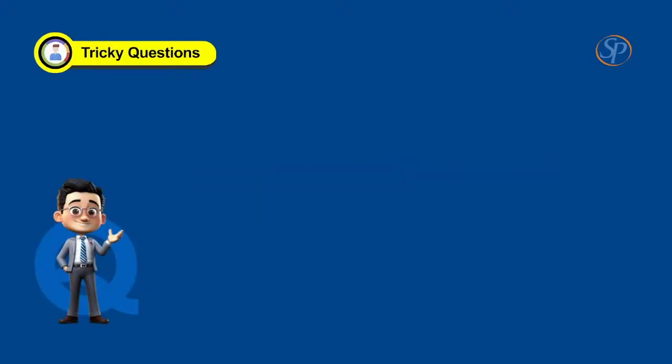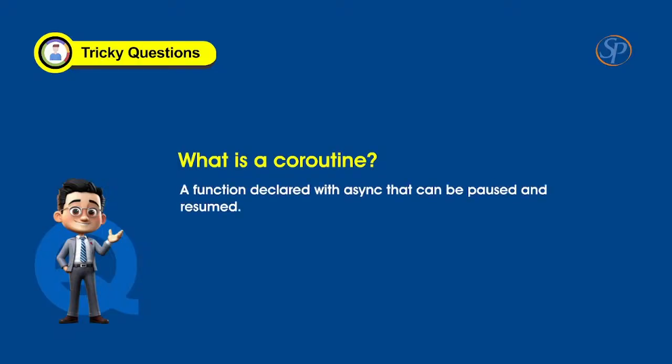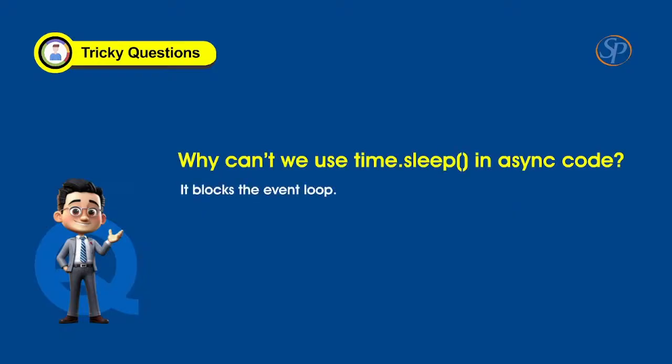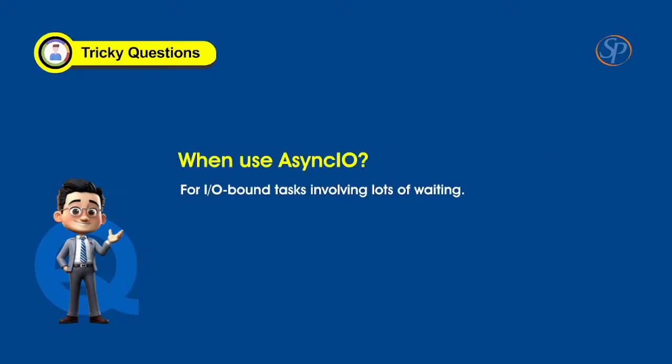A few tricky questions. What is a coroutine? A function declared with async that can be paused and resumed. What is an event loop? The scheduler that manages and runs async tasks. Why can't we use time.sleep in async code? Because it blocks the event loop. When to use asyncio? For input-output tasks involving lots of waiting.